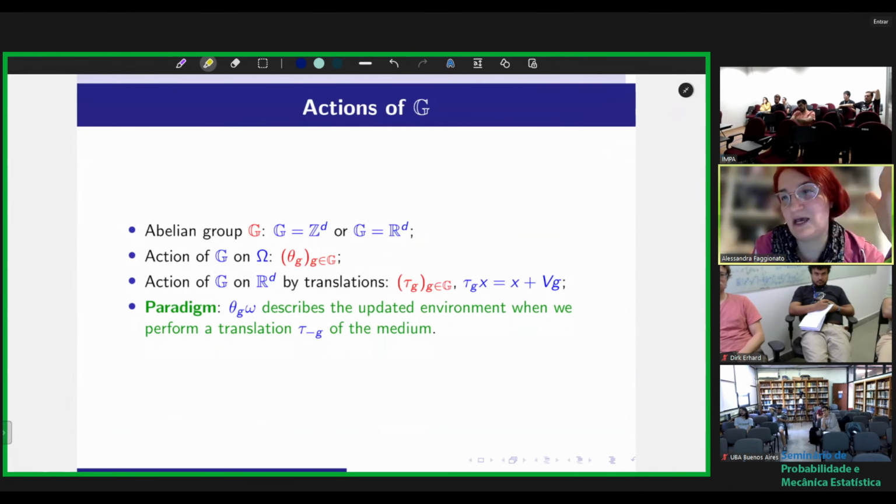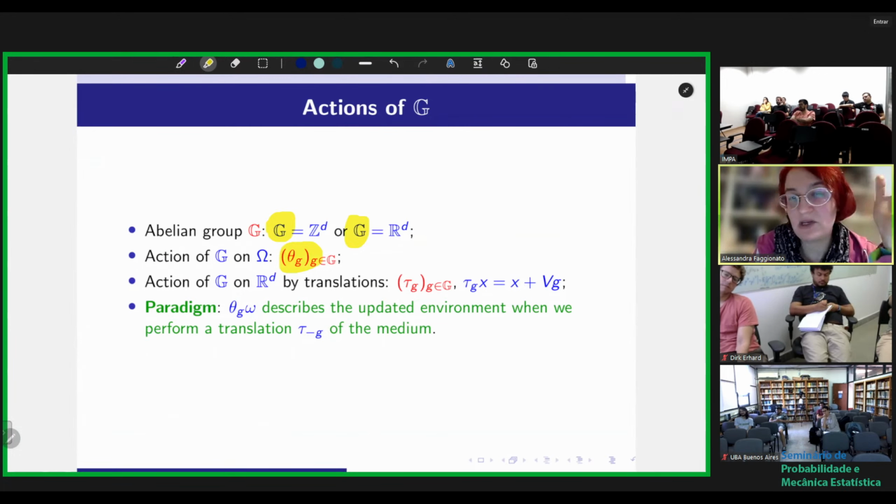So I have this random weighted graph, and I have the group action. Again, I can work with the group G equal to Z^d or the group G equal to R^d. The group G acts on the probability space, and I call the action theta_g. I remain abstract because the actions, as you have seen in the previous examples for random measures, are model dependent, so is the precise form.